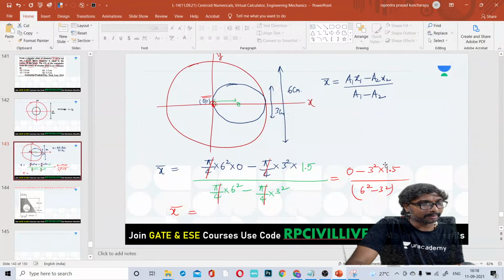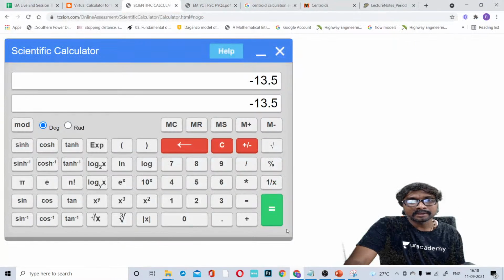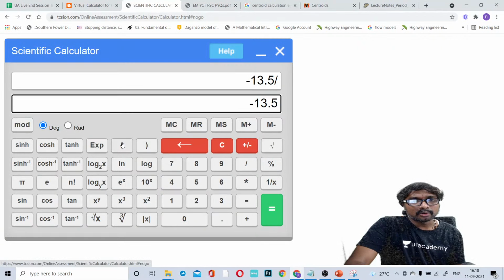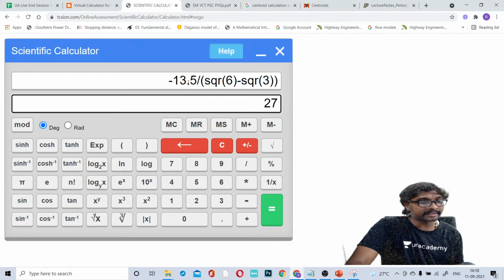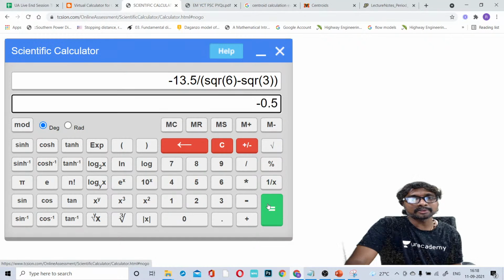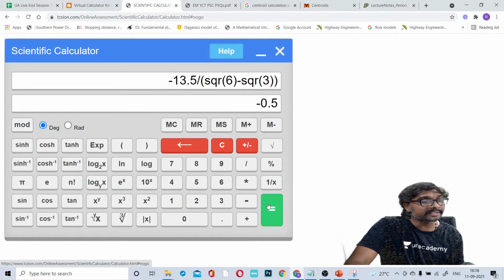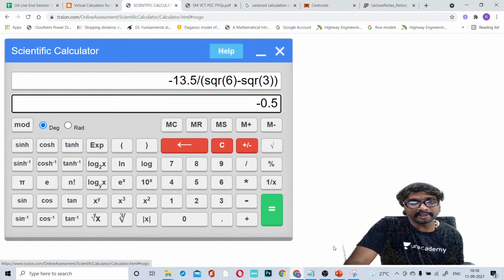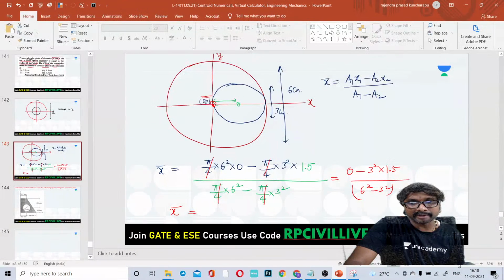3 square into 1.5 is minus 13.5, divided by 6 square minus 3 square. That divided by, open a bracket, 6 square minus, select the 3 and x square symbol, 6 square minus 3 square. Minus 13.5 by square of 6 minus square of 3, like that. How much are you getting? Equality symbol, minus 0.5 you are getting.